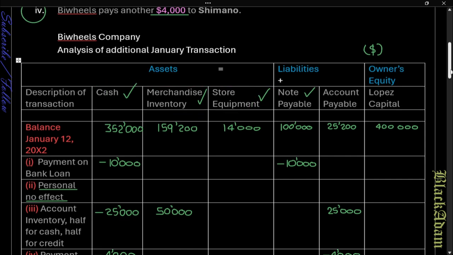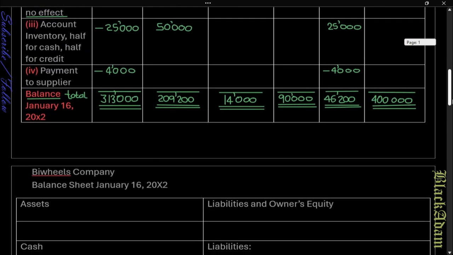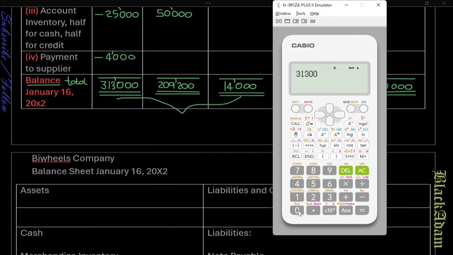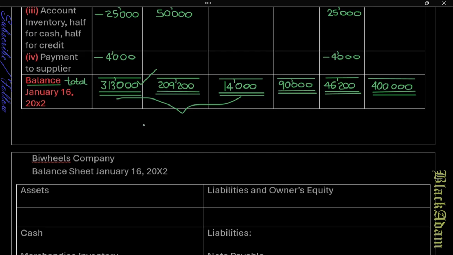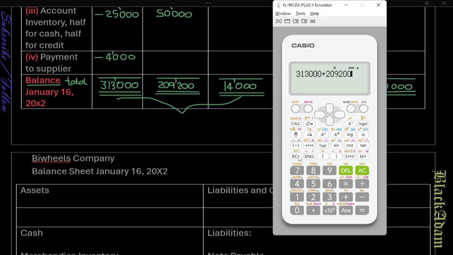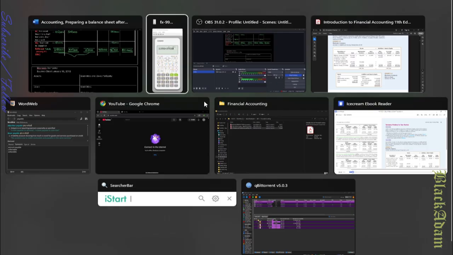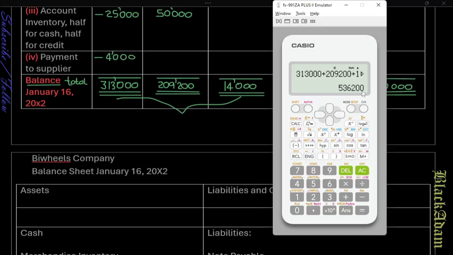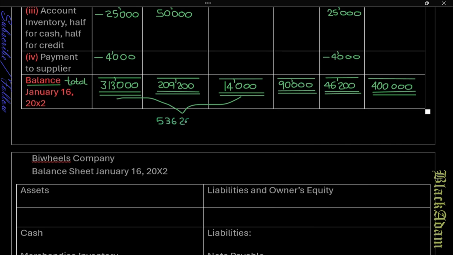And we calculate all the assets and all the liabilities, and then calculate all that. We have 313,000, and then plus 209,200, and then plus 14,000. So that gives us 536,200. So that follows as the assets.